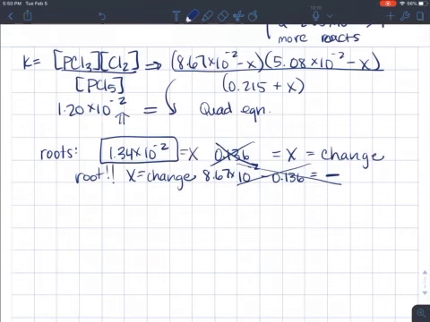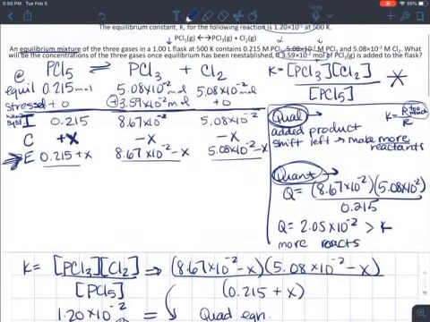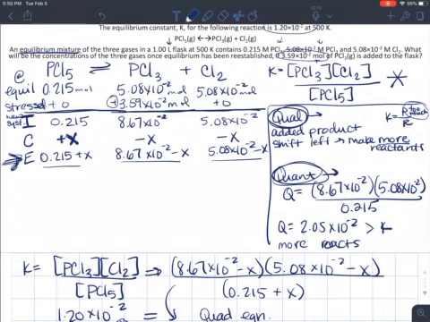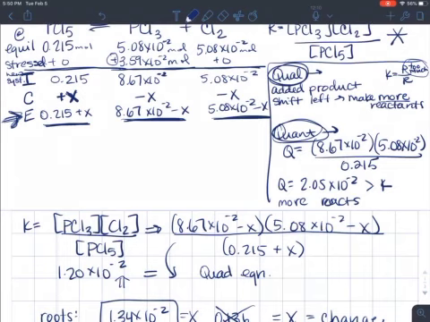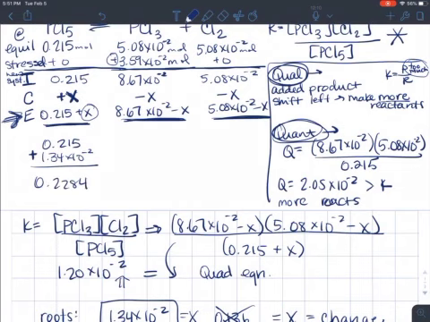All right, now I know my change. I'm going to go back up because I'm not quite done. My equilibrium right now is in terms of equations, right? I have a variable in each of my equilibrium concentrations. So what I want to do is actually use the change that I just solved for down here, 1.34 times 10 to the minus 2. And I want to solve for an actual concentration now. In this case, I'm adding x, so I'm going to add 1.34 times 10 to the minus 2. That addition gives me 0.2284.